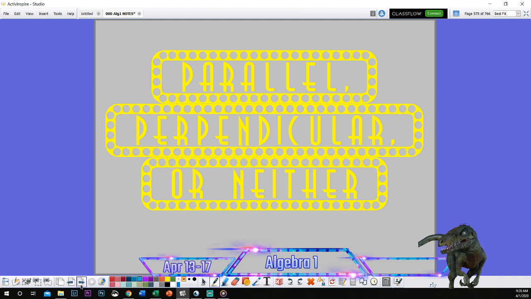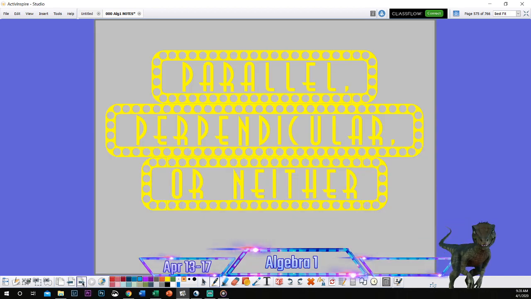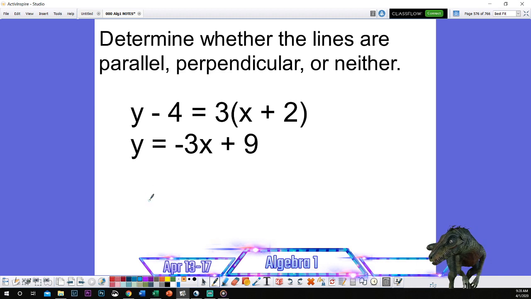Alright, now we're playing everybody's favorite game show, parallel, perpendicular, or neither. Parallel, perpendicular, or neither. And if you stare at the computer screen, you may go into a seizure, so be careful. That one really wigs out my eyes. Alright, we're going to determine if it's parallel, perpendicular, or neither, and we're going to do the exact same thing that we just did. We're going to figure out which formula it is, and then we're going to go ahead and figure out what the slope is. Alright, super easy, right?